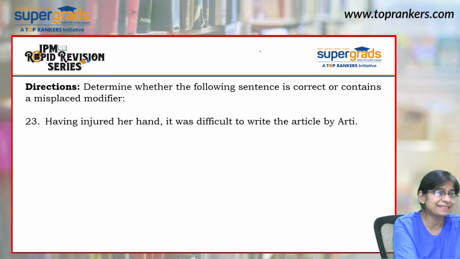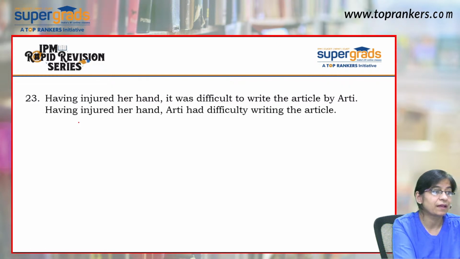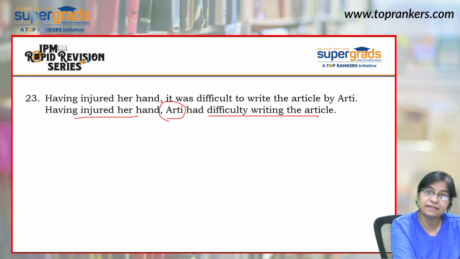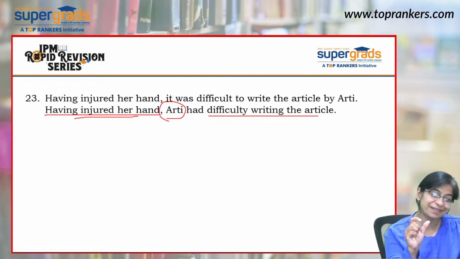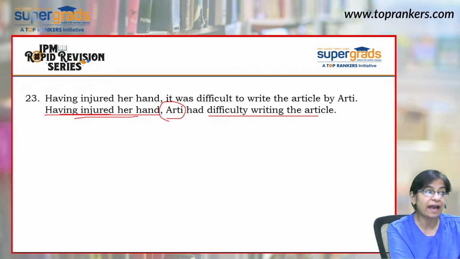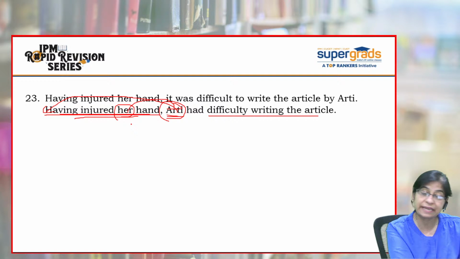Let's do this together. See, having injured her hand, Aarti had difficulty writing the article. So, going by the rule which has been the same throughout the session, that the modifier should be placed closest to the word that it modifies. Yes, that's right, Namita. So, what we needed here, having injured her hand, we needed the subject, the person whose hand was injured. We needed this her here. So Aarti had difficulty writing the article. Why? Because her hand was injured.